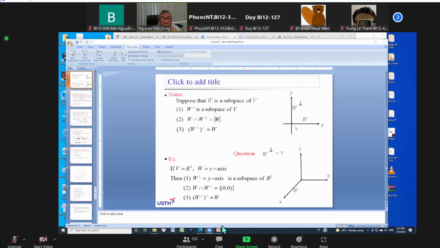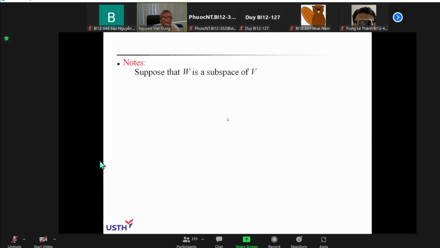Okay, let me continue. Now, my question is, in case you consider the space V to be R3 and the subspace W is still the X axis, then what is W perpendicular? You can consider it as homework. Let me continue.